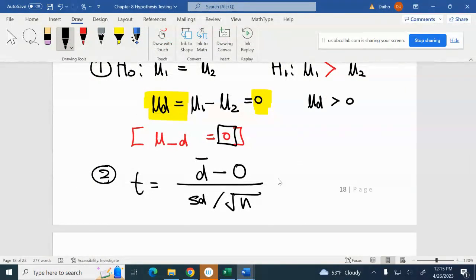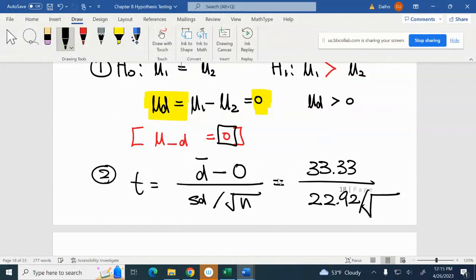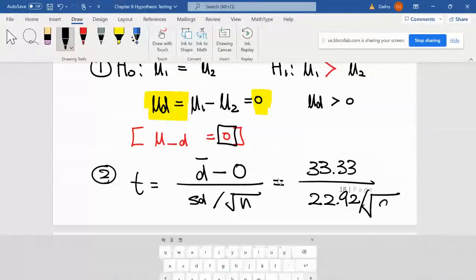Now let me take the mean of the differences, 33.33. Let me ignore the subtract 0, it is nothing. And the standard deviation was 22.92 over how many patients? 9. Thank you.